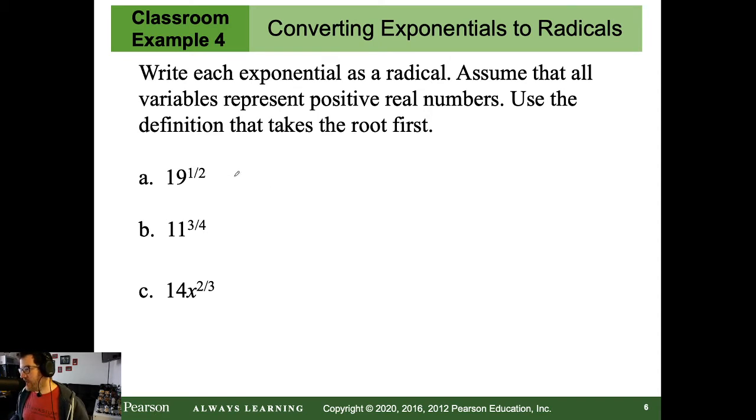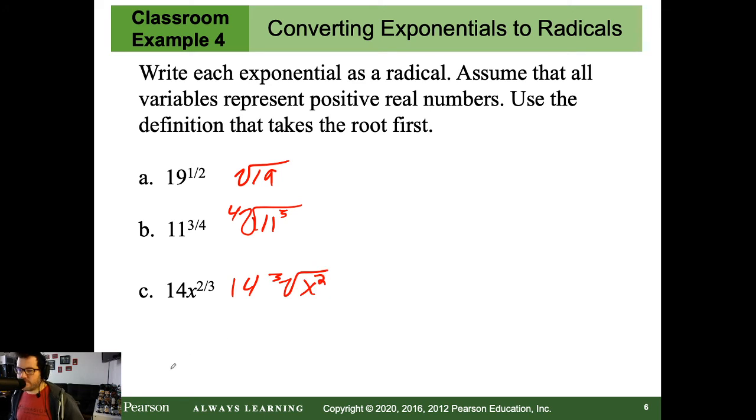Anyway, side note, this one is just going to be the square root of 19. This one is going to be the fourth root of 11. Oh gosh, 11. We'll just pretend this one wasn't there. And then this one is a little crazy. According to this one, because there's no parentheses, it should be 14 times the cube root of x squared. Now, if this was in parentheses, then it would be the cube root of 14x squared. Oh, then you'd have to distribute the square too. So this would be 196 times x squared.